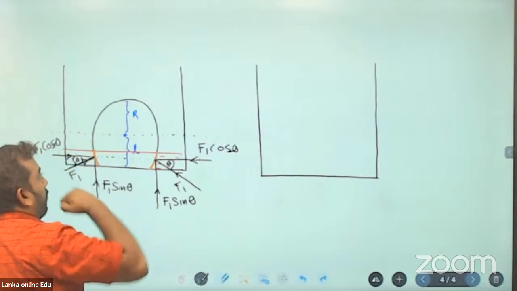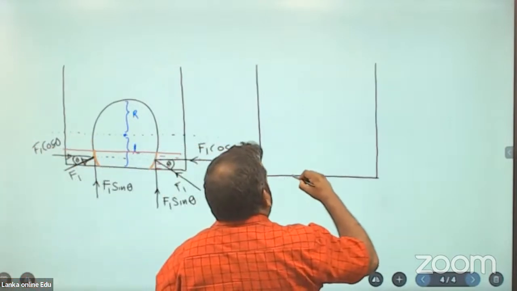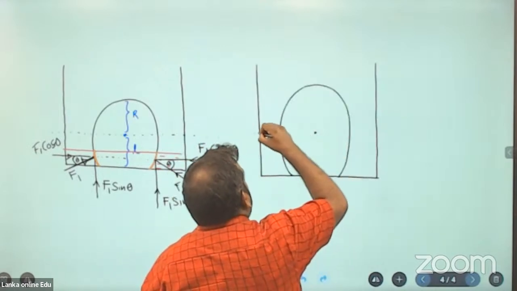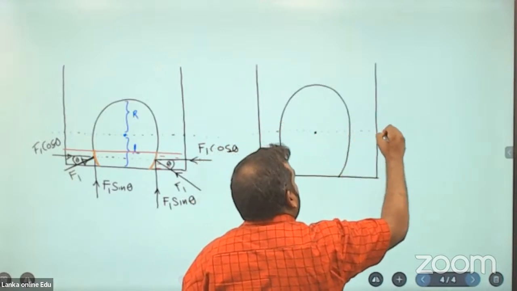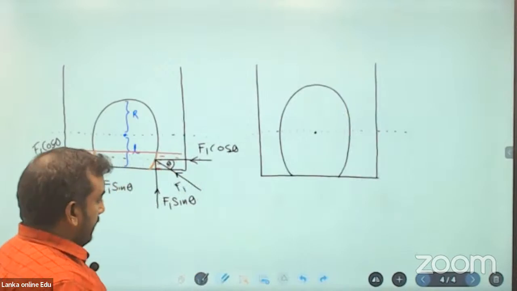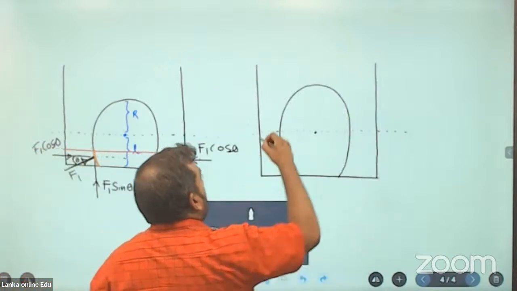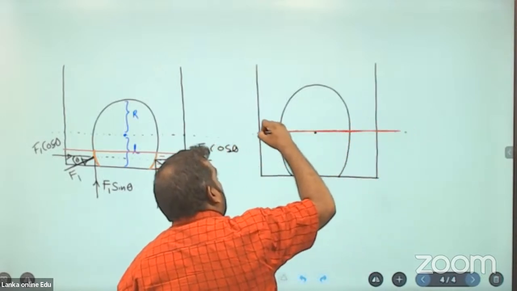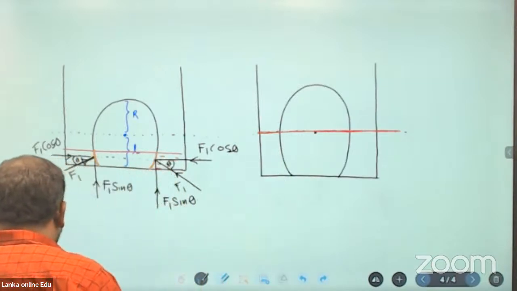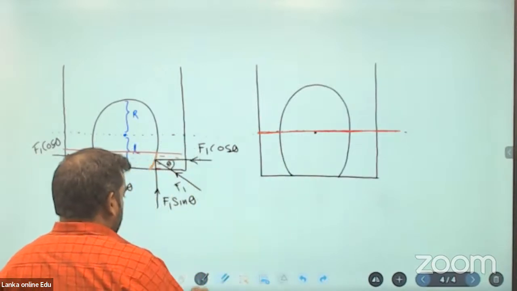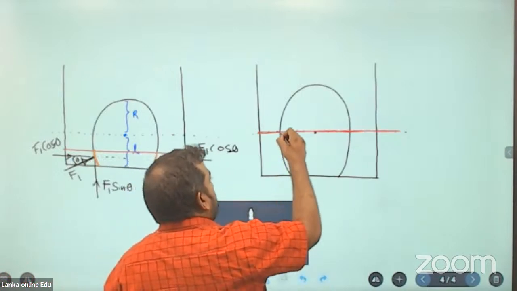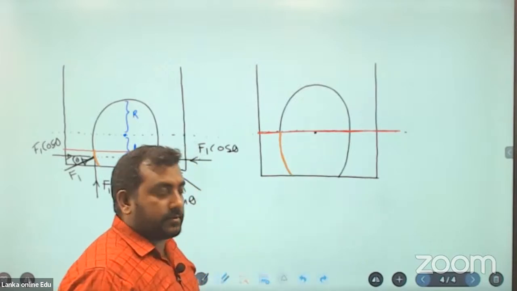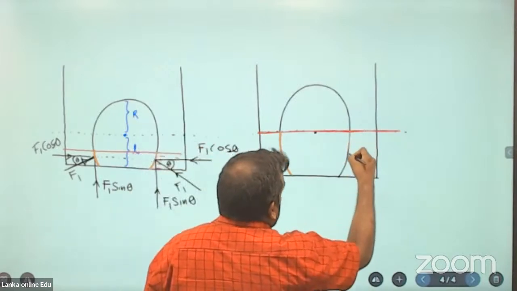Now we increase the level of water. Let's say we have come to the center. Water level is at the center. Okay. Center means L. Now you can see this is your curved surface. Here also this is your curved surface.